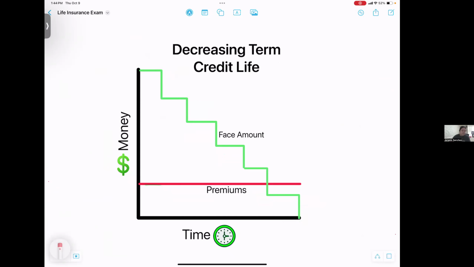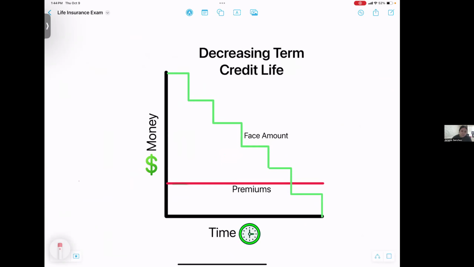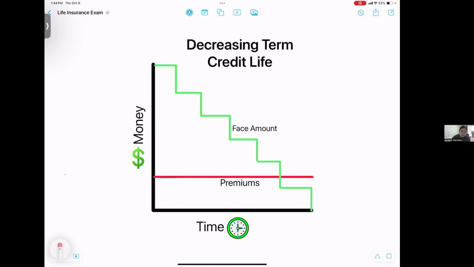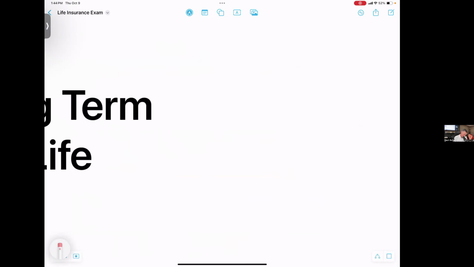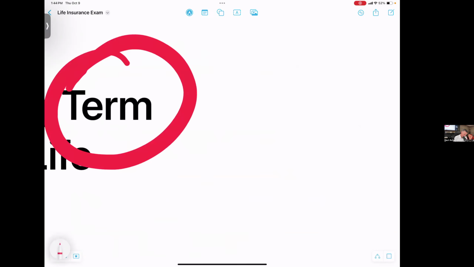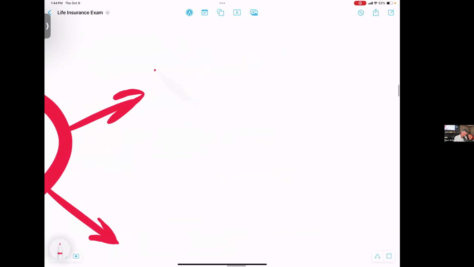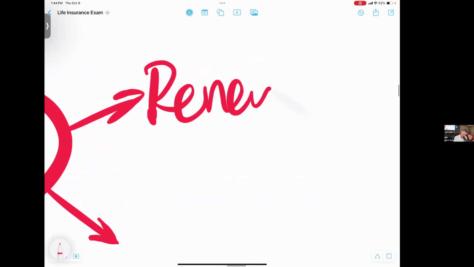With the decreasing term for credit life, they can renew the term. That's not gonna be on the test. On the test, they want to know that you know this. Any term insurance, you could do two things when the term ends. Okay, you could renew it or you could convert it.